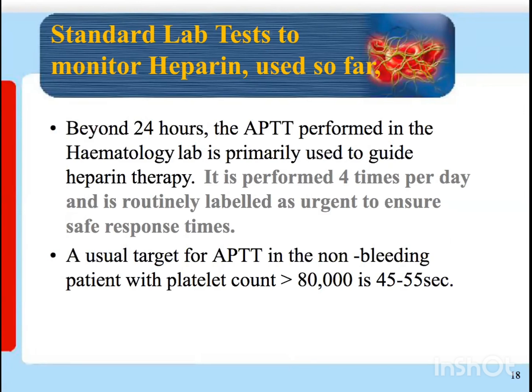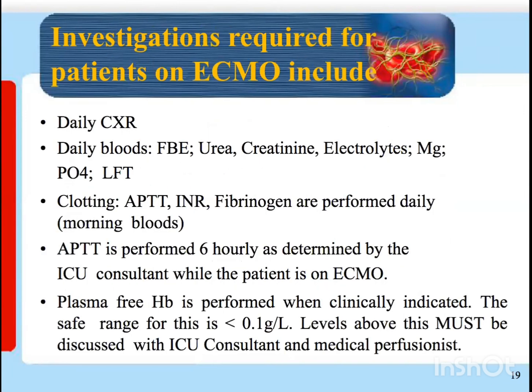Normal is 50 to 90, but on ECMO, try to maintain it less than 55. So do a daily X-ray test, do a urea, creatinine, all the electrolytes like calcium, sodium, potassium, magnesium is important, phosphates, and liver function tests. APTT, INR, and serum fibrinogen you should perform as much as possible.